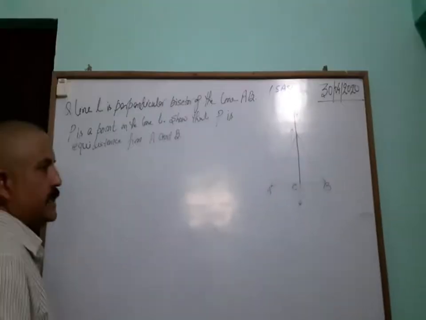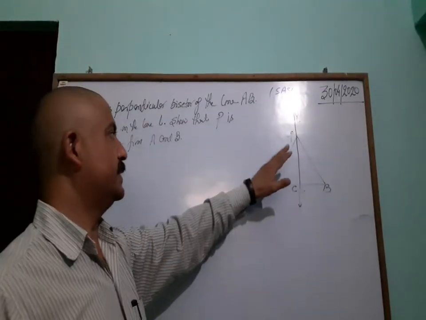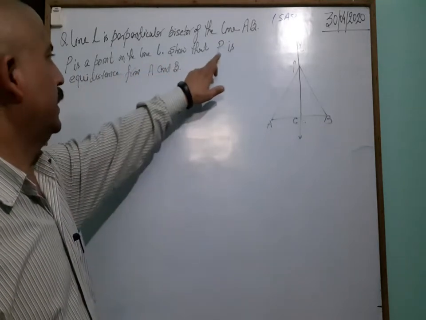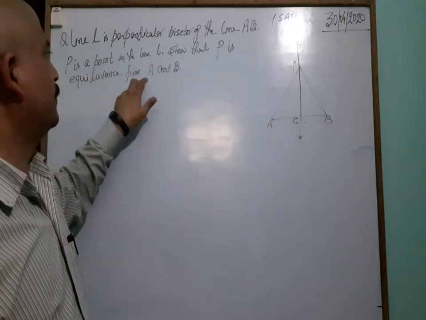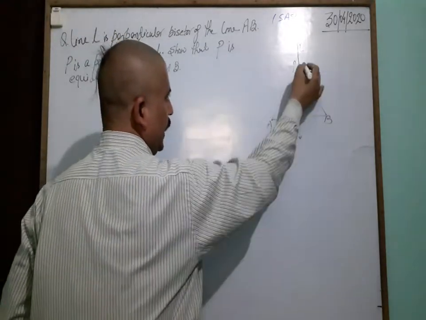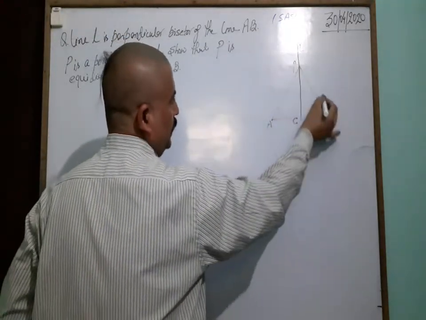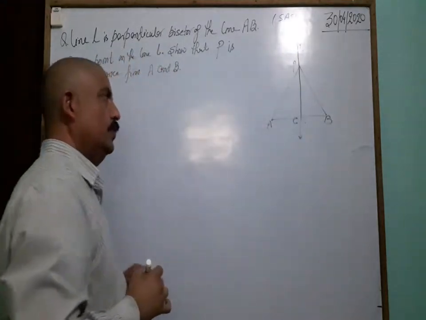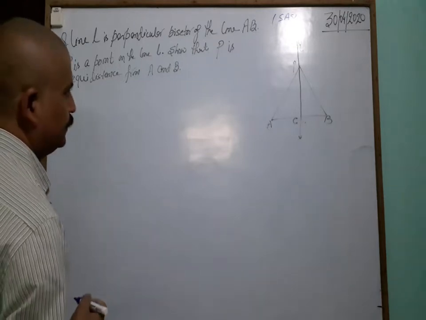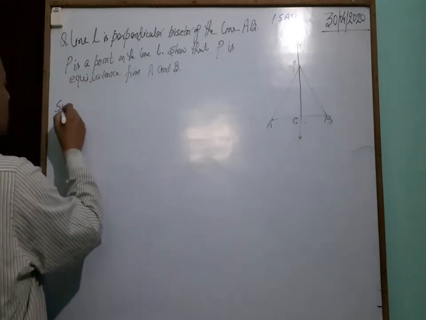Equidistant means the same distance. So P is the point on the line so that P is equidistant from A and B, which means the length of AP equals BP. So that is called equidistance. So how to solve?